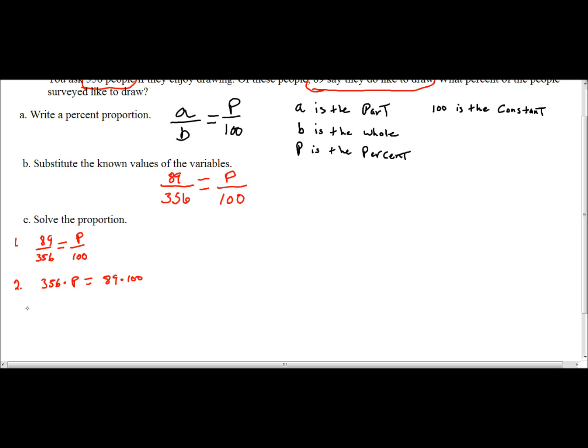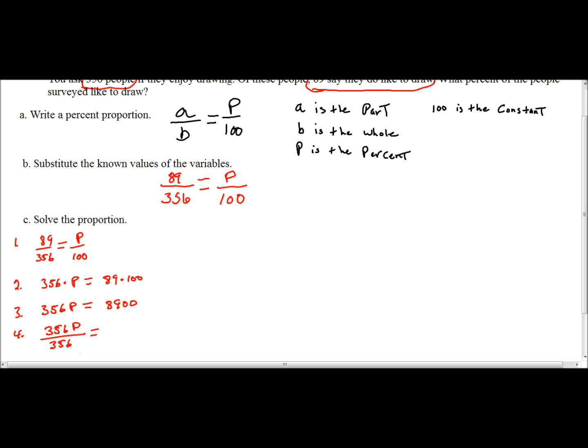Step 3 is to multiply. 356P is equal to 89 times 100 is 8900. Okay. Step 4 says we need to divide. So we would have 356P divided by 356. What we're doing is dividing both sides.